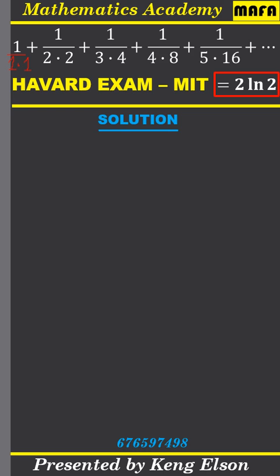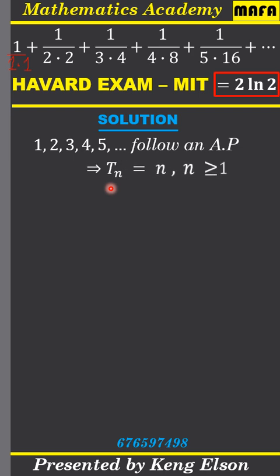So we first start by finding the nth term of the first numbers being multiplied, which is 1, 2, 3, 4, 5, and so on and so forth. It's very easy because 1, 2, 3, 4, 5 follow an AP whose nth term is n, because the common difference is 1. So T of n is equal to n for all n greater or equal to 1. So that's the nth term of the numbers 1, 2, 3, 4, 5.